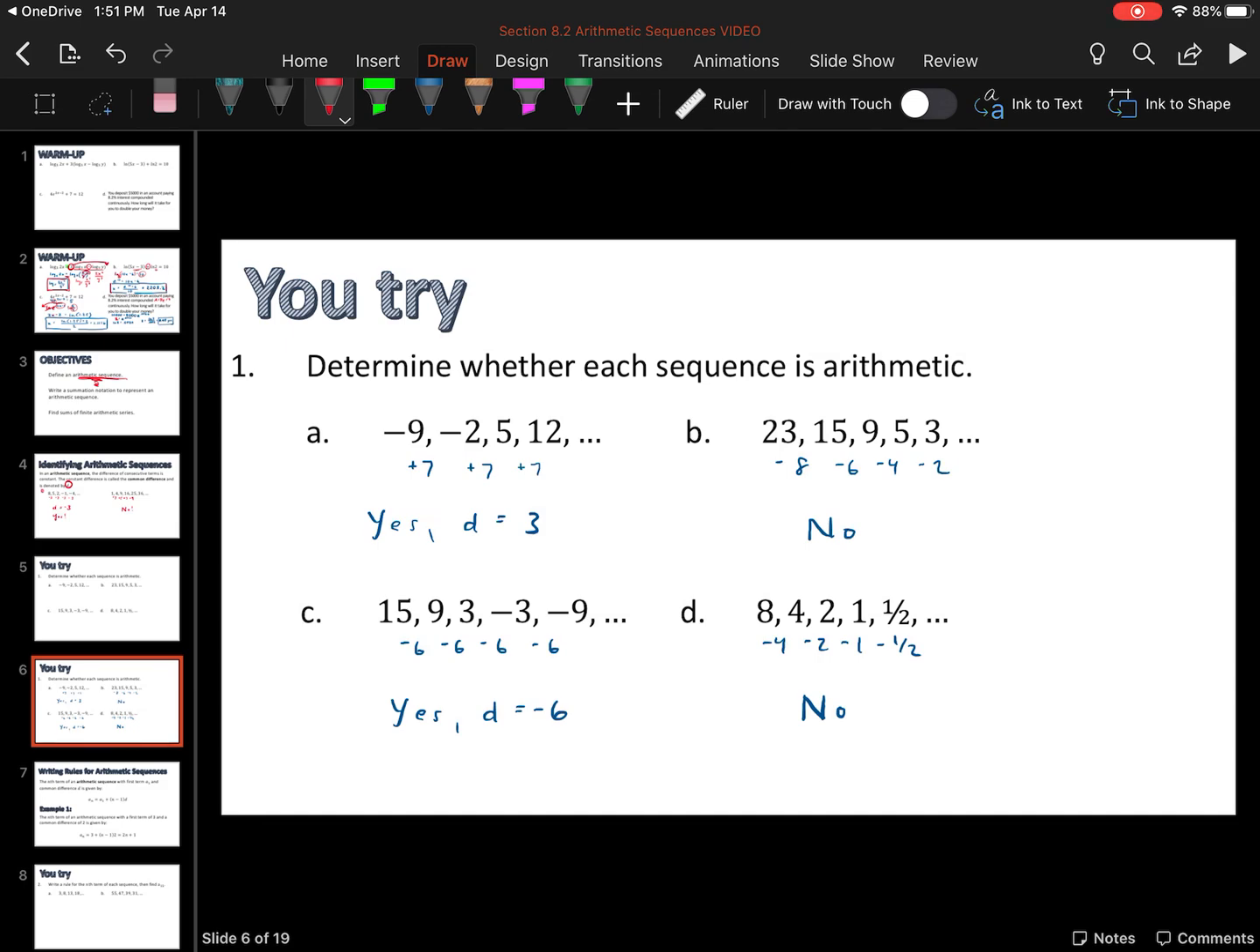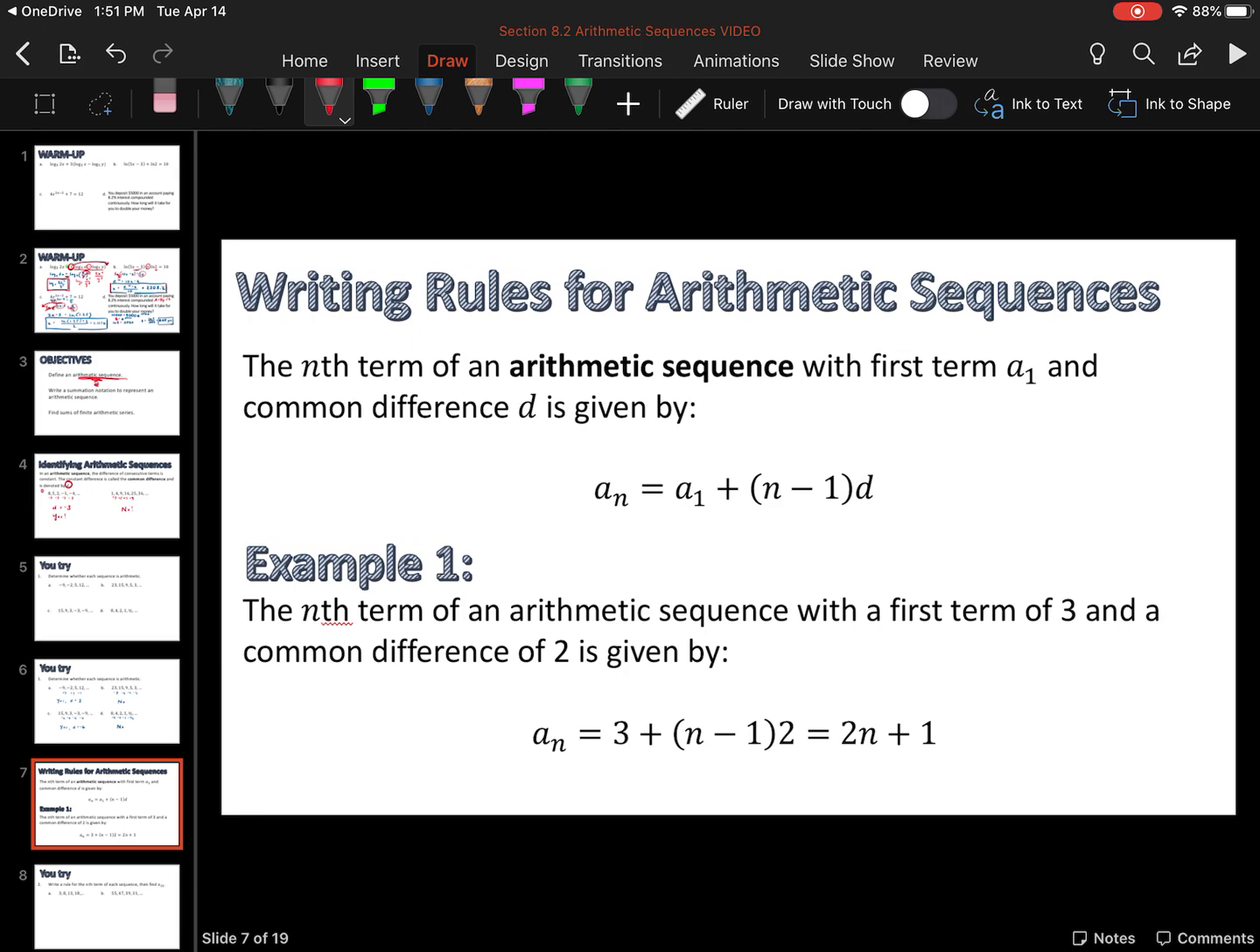Next, we're going to talk about writing rules for these different things. So you're going to have a formula right here. It says writing rules for arithmetic sequences. The nth term of an arithmetic sequence with the first term a sub 1 and the common difference d is given by this thing right here. So here's your formula that we're going to use. This a sub n means the nth term. So if I say a sub 4, that means the 4th term in the sequence. If I say a sub 1, this is your first term.